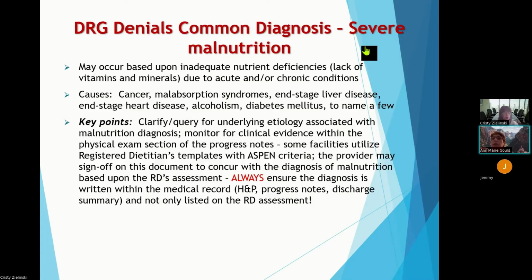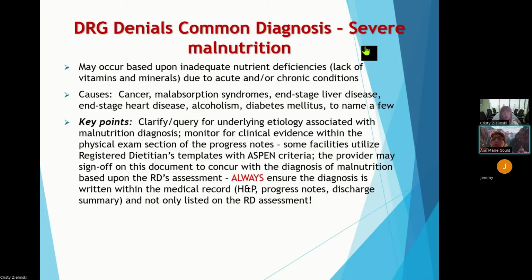So your key points here: you want to clarify or query for the underlying etiology associated with the malnutrition diagnosis, and you want to monitor for clinical evidence within the physical exam section of the progress notes. Some facilities will utilize registered dietitian templates with ASPEN criteria, and the provider may sign off on this document to concur with the diagnosis of malnutrition based on the RD assessment, but always ensure the diagnosis is written within the medical record as well, and not only listed on the RD assessment.